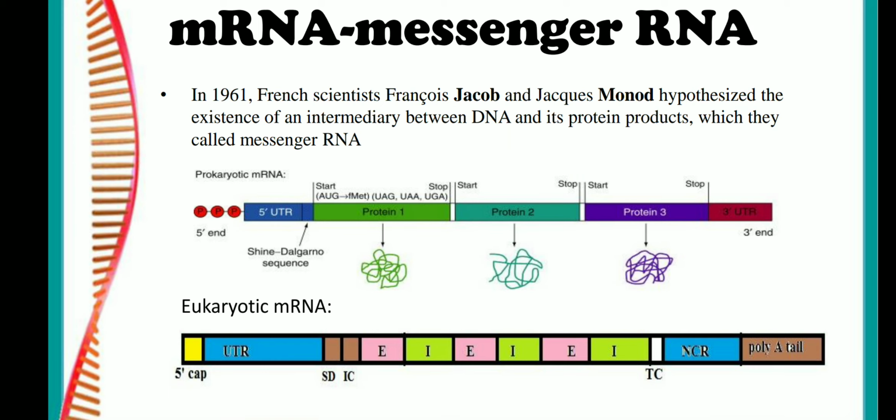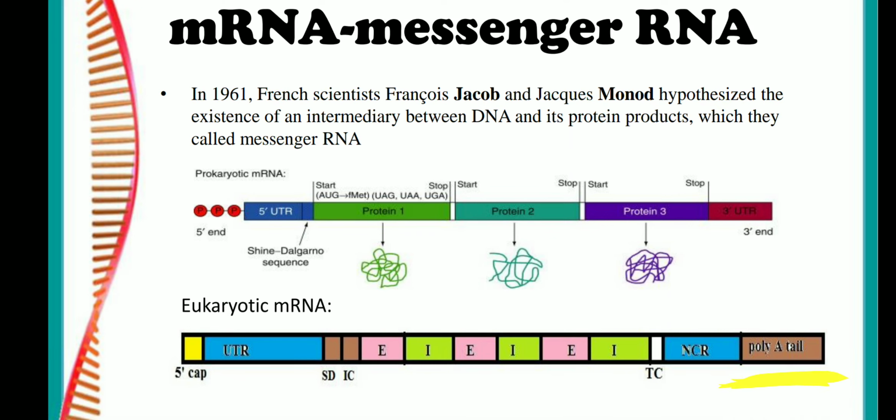And then you have a termination codon. Again, it could be either amber, ochre or opal. Any one of these will be present as the termination codon, where the translation will stop, which is followed by a non-coding or untranslated region that does not code for any protein, followed by a poly A tail. That means at the 3' end there will be many adenine molecules, as many as 200 to 300 adenines in the poly A tail.